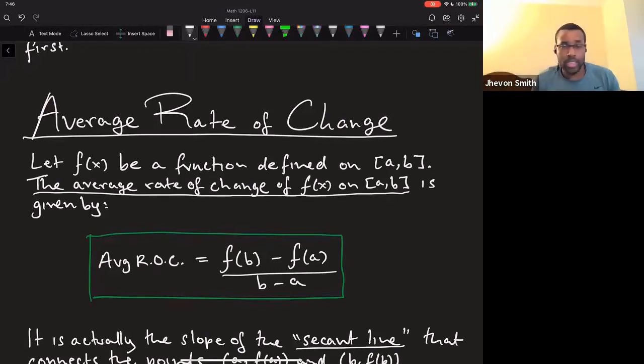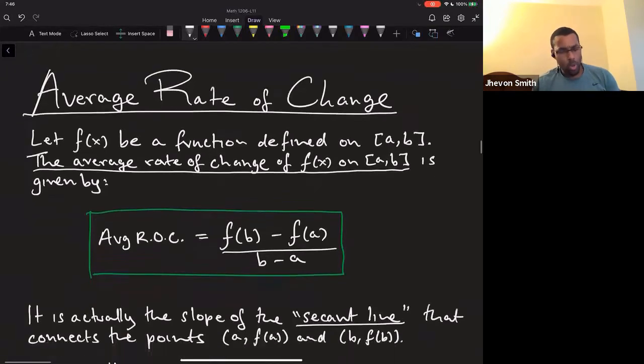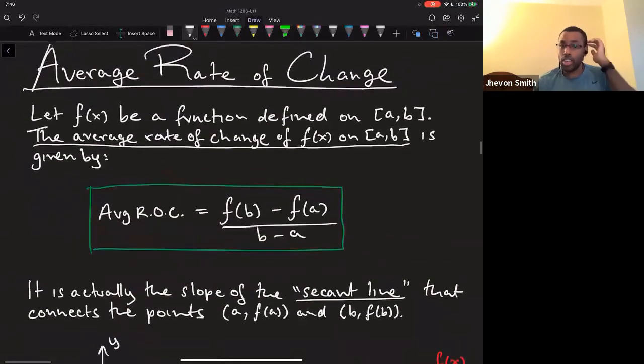So if f(x) is a function defined on [a, b], as we're seeing here, the average rate of change of f(x) on [a, b] is defined to be this equation: (f(b) minus f(a)) over (b minus a). One thing I want you to appreciate is it's actually the slope of what's called a secant line. You just need to know that it's called a secant line. You don't need to know why it's called that.